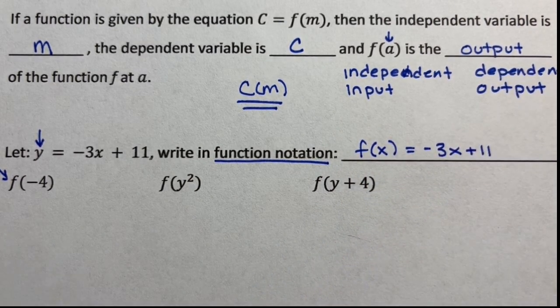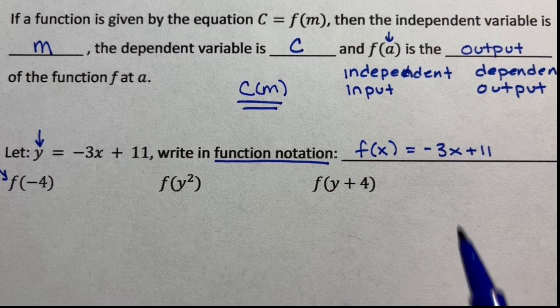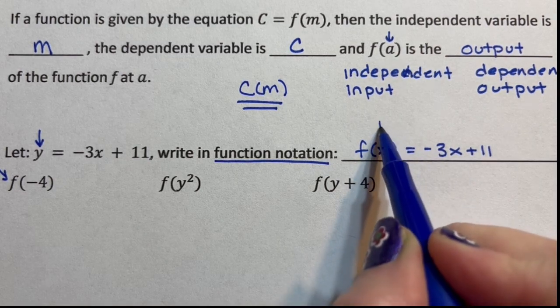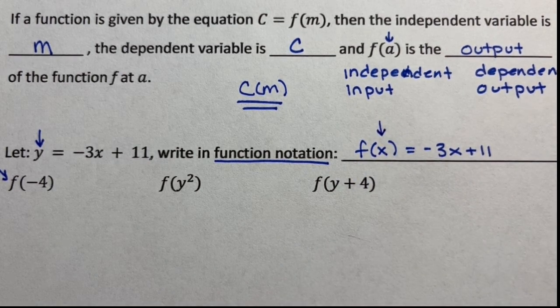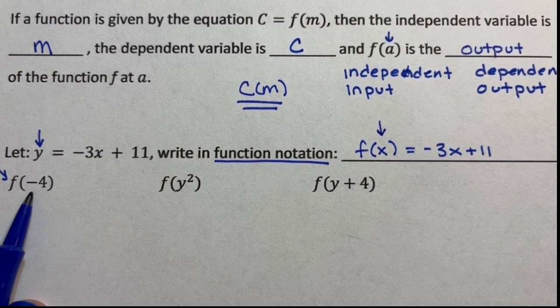There are a few reasons why mathematicians like function notation. One of the reasons is we can see right away what our input is. So right here we see that we want the input of -4. I don't need to write a long sentence. I don't need to say, tell me what y is when x is -4. It's all in this nice compact notation.